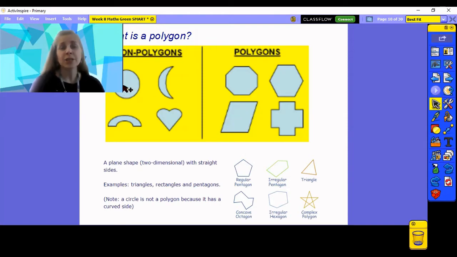So any shape that has a curved side is not a polygon, like a circle that we're quite familiar with, and some of these other maybe more unfamiliar shapes. If it's got a curved side to it, it is not a polygon, but if it's got a straight side, we are talking about polygons. And I'll try to keep using that language throughout the lesson.